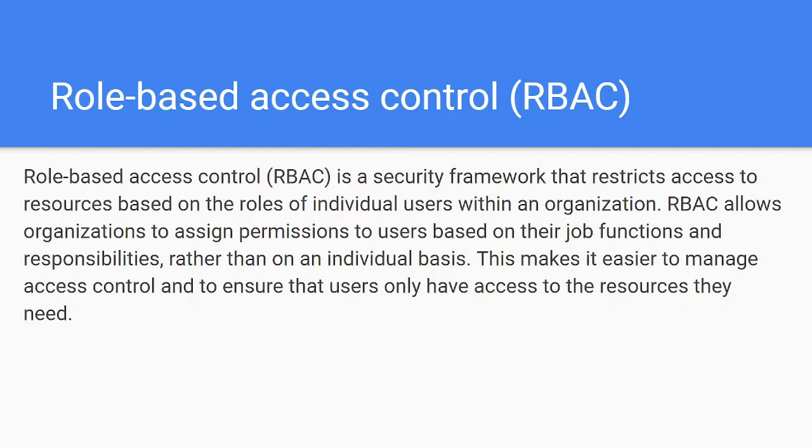So they are employed in the same company, but they have different roles and different responsibilities, and therefore their ability to edit or access some resources is going to be based on their JD, their job description. You get it? So it allows organizations to assign permissions to users based on their job function and responsibility, and it is easier to manage access control and ensure that users only have access to the resources that they need.